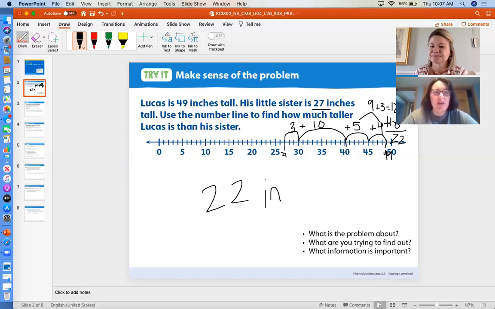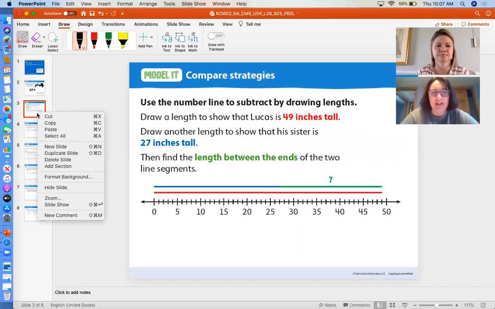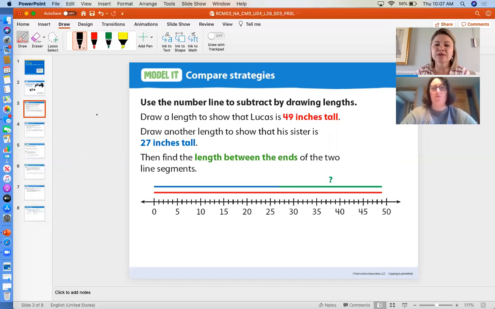Okay. So now we're just going to look at how we could have solved this, right? This was one way to solve it. And so now we're just going to quickly look at some different ways we could have solved it. One of the different ways is by drawing the lines that we discussed in the previous lessons.